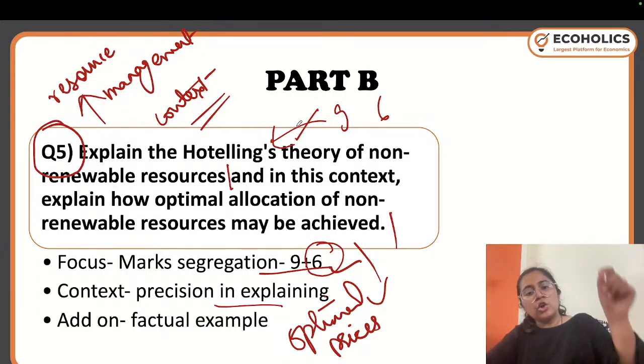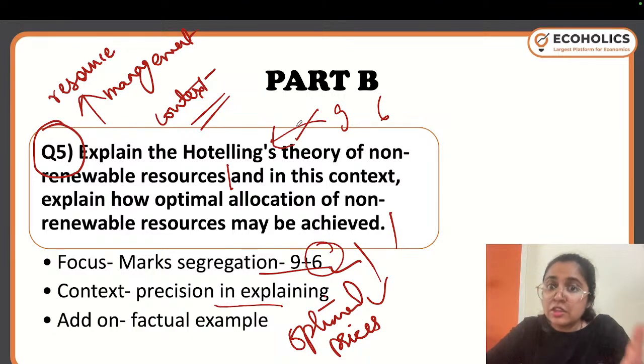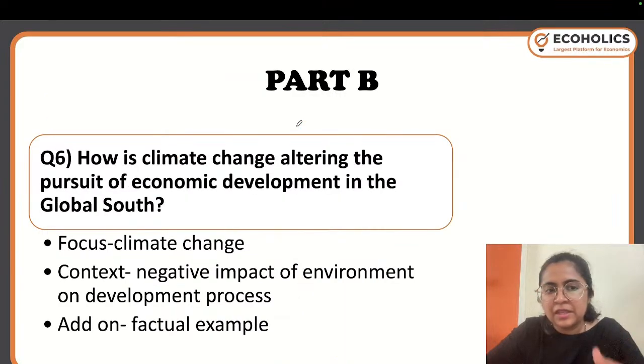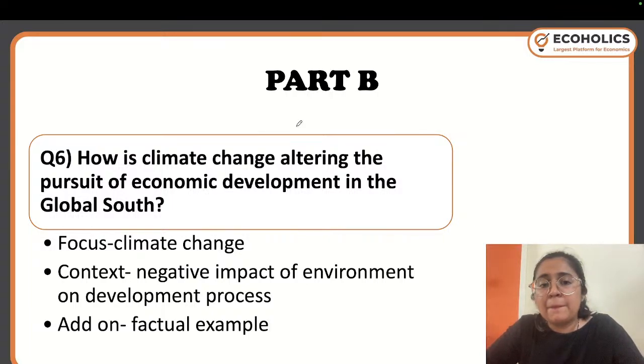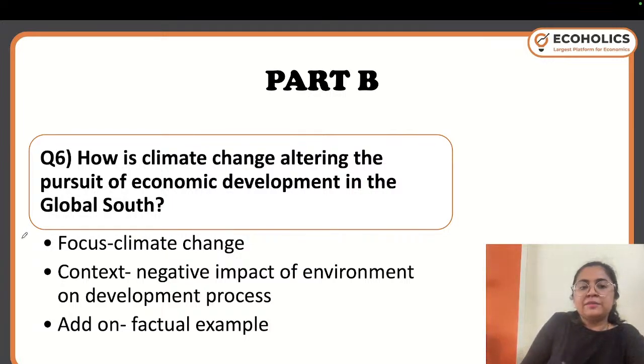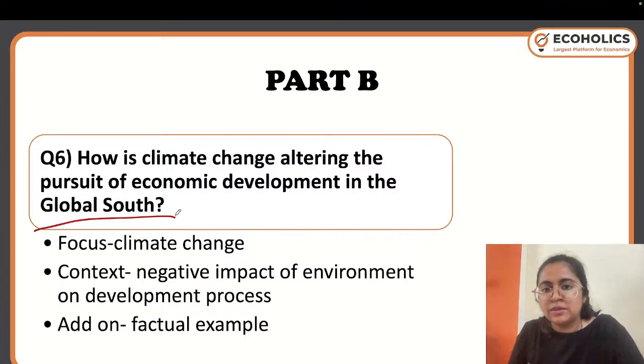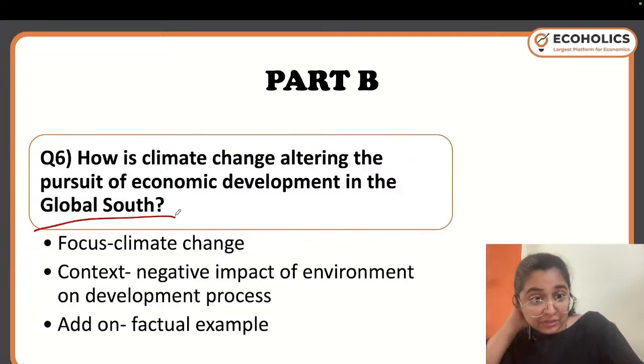So this is the context of this theory, and this is a very theoretical question, but again the application part has to be written in a very contemporary manner with examples. Okay. Next question that I also found very interesting. How is climate change altering the pursuit of economic development in the global south? Now firstly, global south, okay, identifying what are the countries that specifically are there in the global south is very, very important, right?